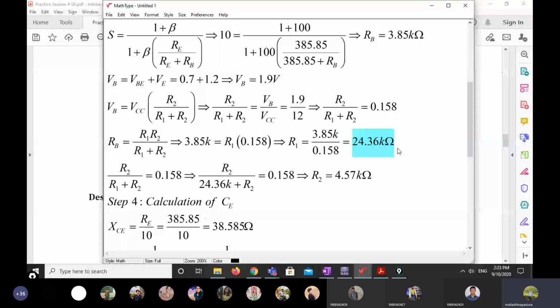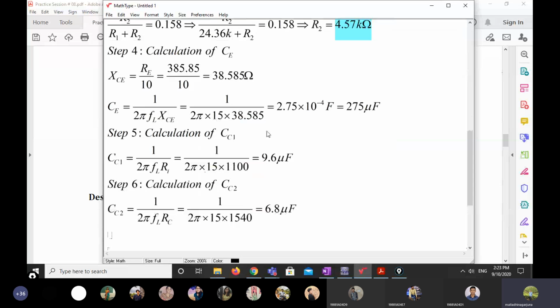For this 4.57, you can take a 4.7 kilo ohm resistor. And for these two capacitors, CC1 and CC2, you can take 10 micro, 10 micro. And this one, you can even take 100 micro.